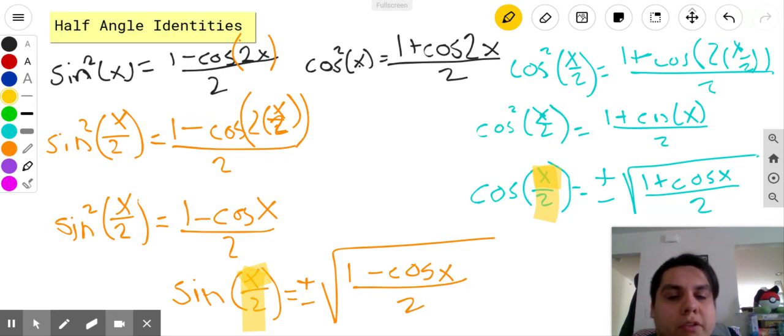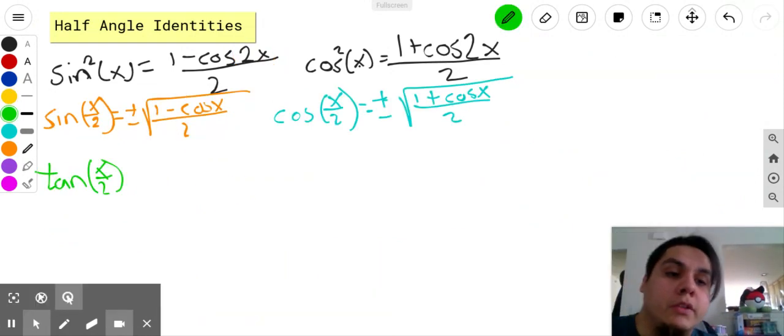If x divided by 2 produces an angle that would either fall in the first or the fourth quadrant, I'm going to use the positive version of this identity. If x divided by 2 produces an angle that would fall in either the second or the third quadrant, then you would just use the negative version of this identity. And since that's what we have for sine and cosine, let's talk about how we're going to do tangent.